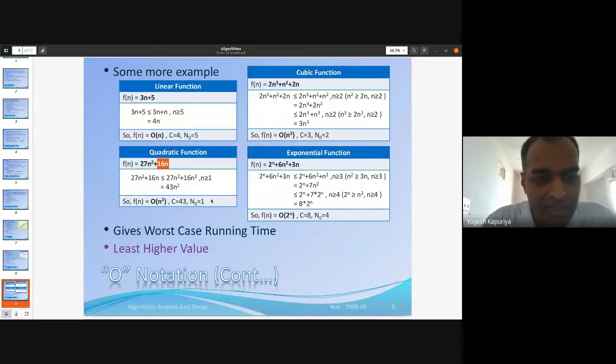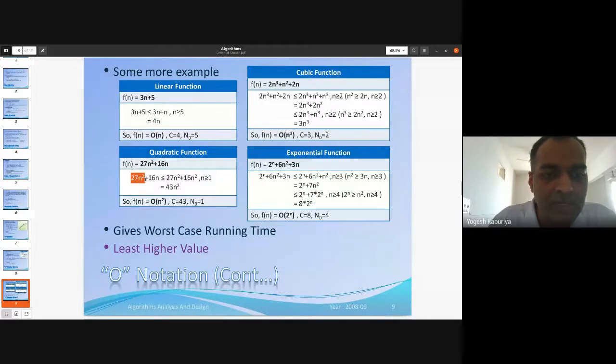You have to replace this 16n with n square. Now, this is one way. I will discuss one more thing once I finish these 4 examples. So let us now keep it very simple. I have to replace this n with n square. I can do it for any value of n greater than or equal to 1.